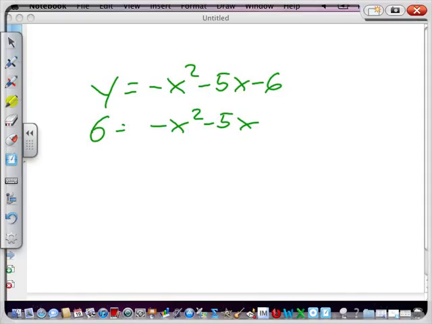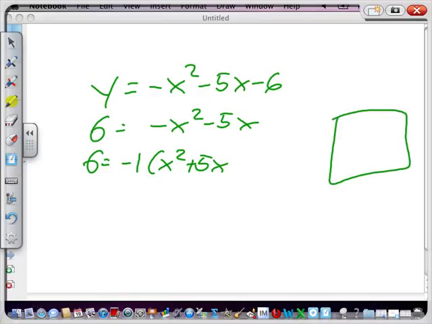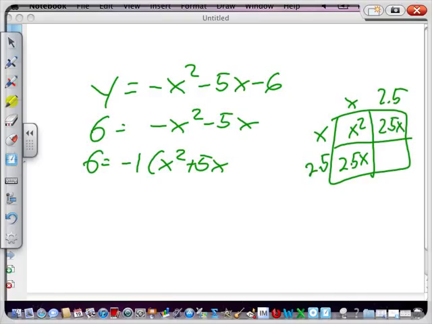What do I do next, guys? You got a negative 1. You take out a negative 1. And then what do I do? Make a box. What do I put in that box? Okay, which gives me x and x. And what else? 2.5, because that's half of 5. So this is 2.5, and this is 2.5. What is 2.5 times 2.5?